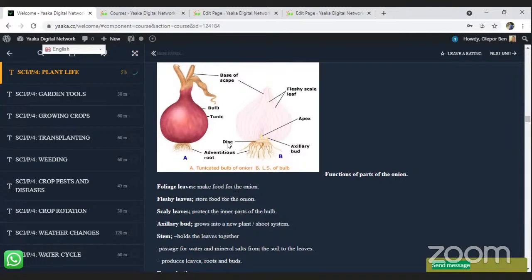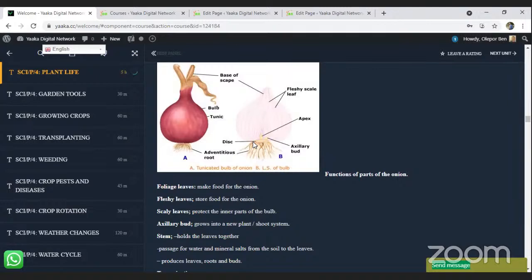Then the stem, we are also not seeing the stem here. Are you seeing this part called disc? Yes, teacher. So this is the part which is called the stem. That is the stem of the onion.